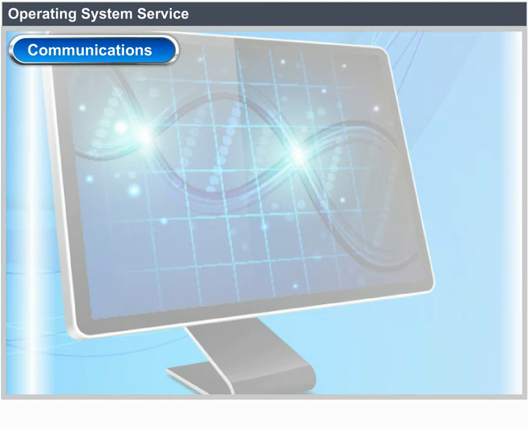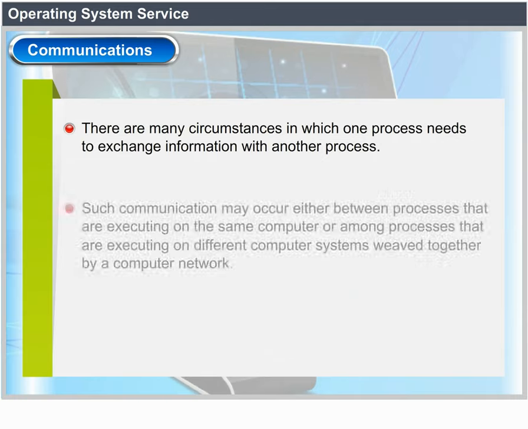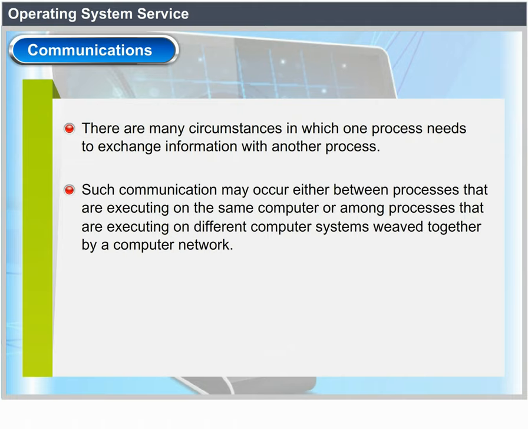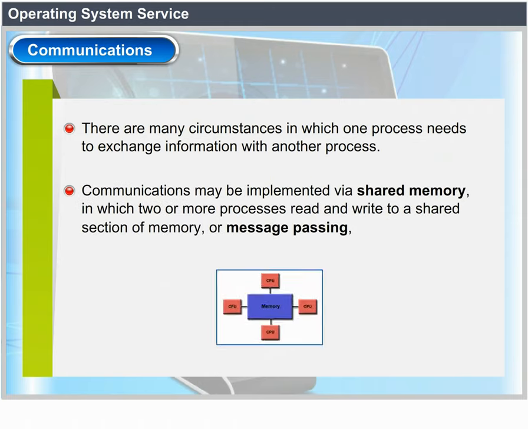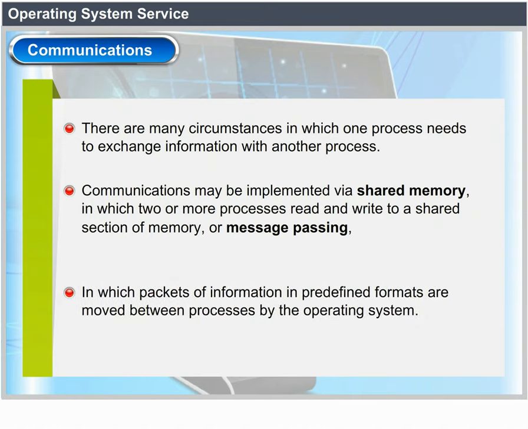Communications. There are many circumstances in which one process needs to exchange information with another process. Such communication may occur between processes that are executing on the same computer or between processes that are executing on different computer systems tied together by a computer network. Communications may be implemented via shared memory, in which two or more processes read and write to a shared section of memory, or message passing, in which packets of information in predefined formats are moved between processes by the operating system.